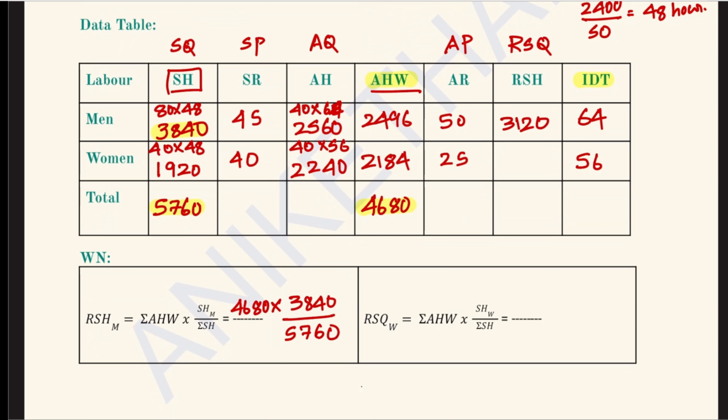Similarly, for revised standard hours for women: actual hours worked total 4680 into 1920, which is the standard hour for women, divided by the standard hours total, gives 1560. This also totals 4680. It has to be the same. Once I have filled the data table, half of my work is over.